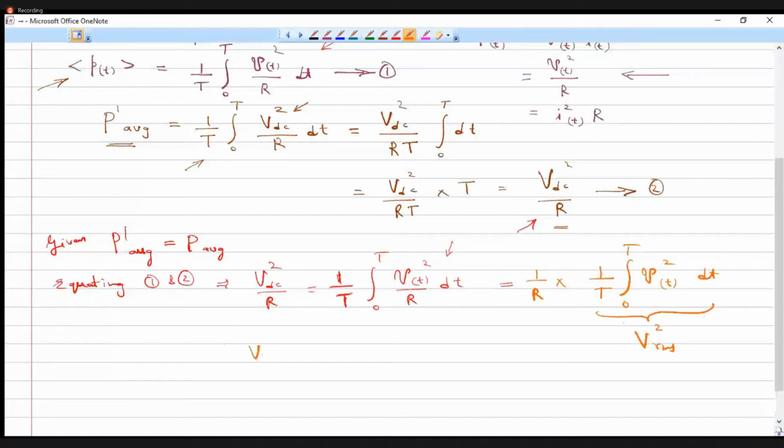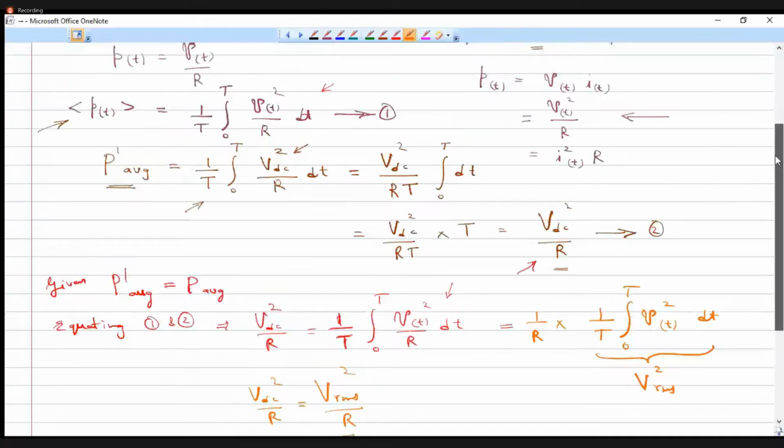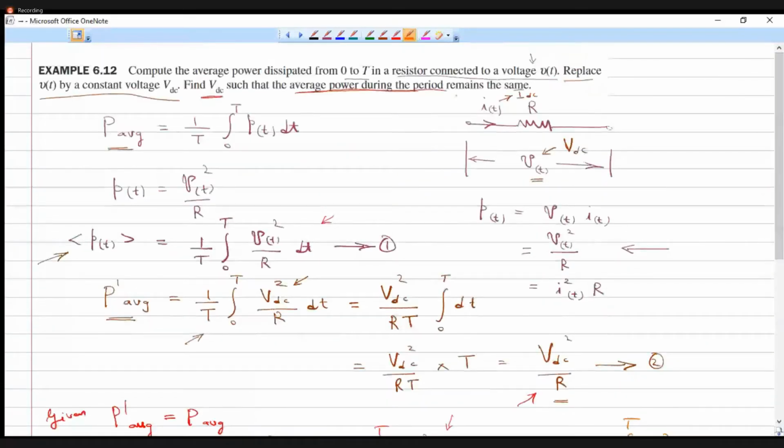Now we have VDC square divided by R is equal to VRMS square divided by R, or in other words we can say that the DC voltage that we are supposed to apply here is equal to the RMS value of the AC voltage that we have already applied. So this is the meaning of that RMS value as well as the DC value. So it means that if we have a resistor through which we are passing an alternating current I of t, then the RMS value of this I of t is nothing but the DC value of this current, the DC current that we are supposed to pass, which will dissipate the same power as that of the initial case.